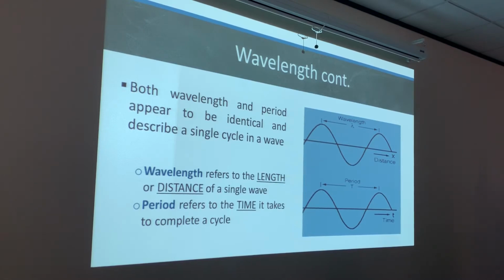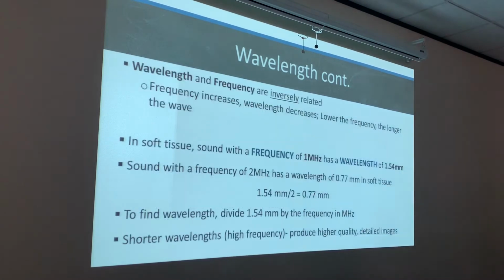Like I said, if we have a higher frequency, we're gonna have a shorter wavelength and a shorter period. You got me? But usually I wouldn't ask you a question between wavelength and period. So, again, wavelength and frequency are inversely related. When frequency increases, wavelength decreases, and vice versa.